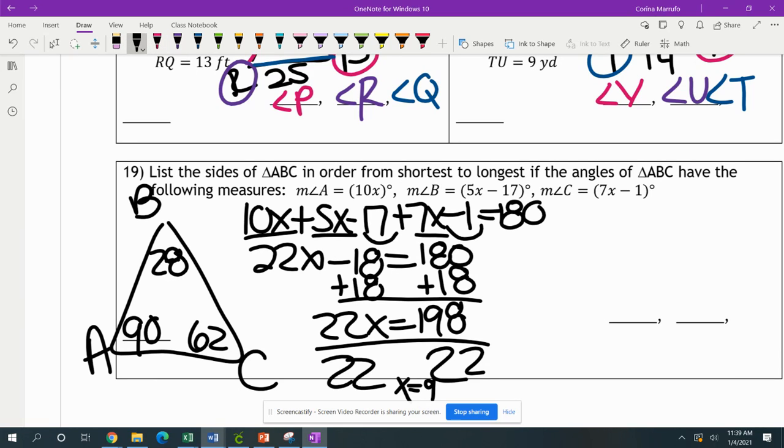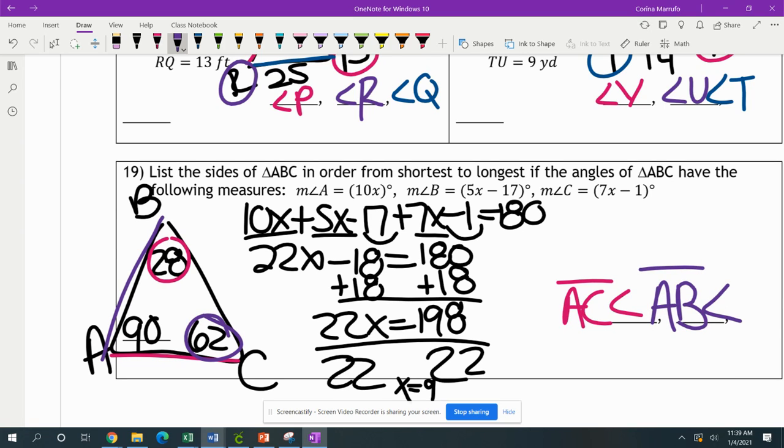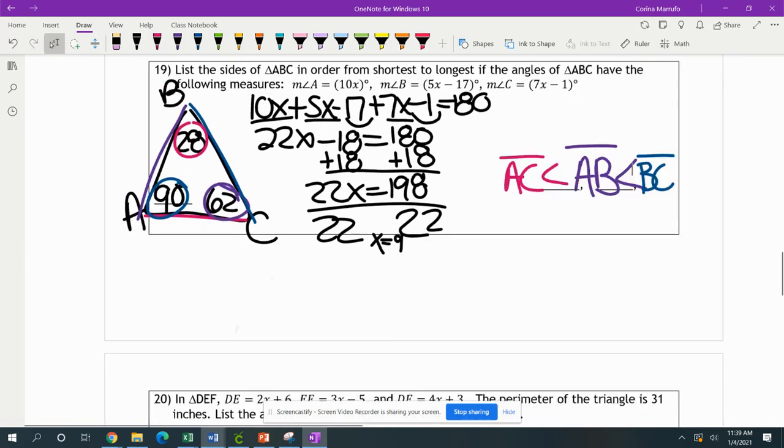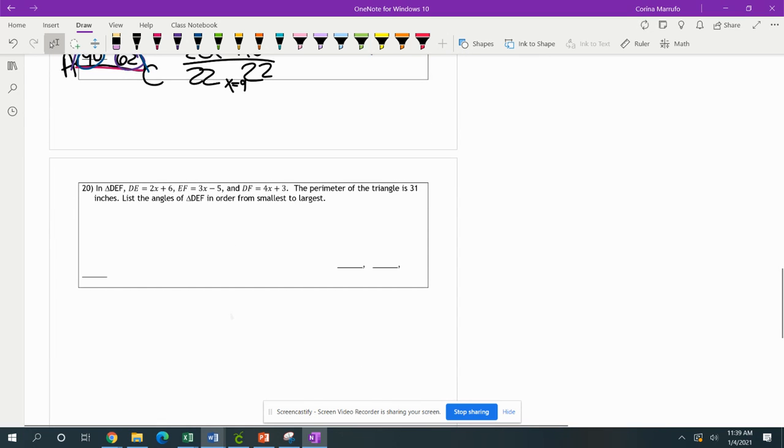Okay, so this actually ends up being the smallest angle. So then the smallest side is going to be AC. Okay, that is going to be less than the next one, 62, and across 62 is AB. But AB is still smaller than the biggest side, which is the side across the 90. So that's a big angle, which is BC. Okay, and I believe, is that it? No, there's still one more.